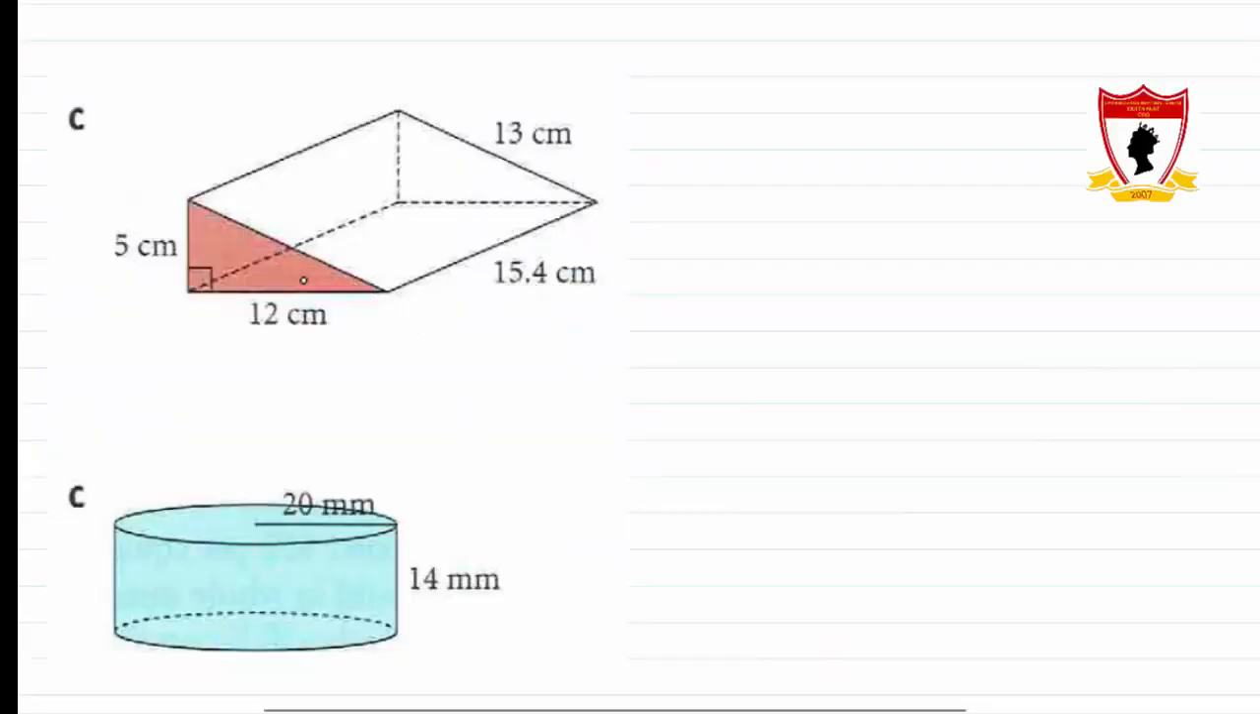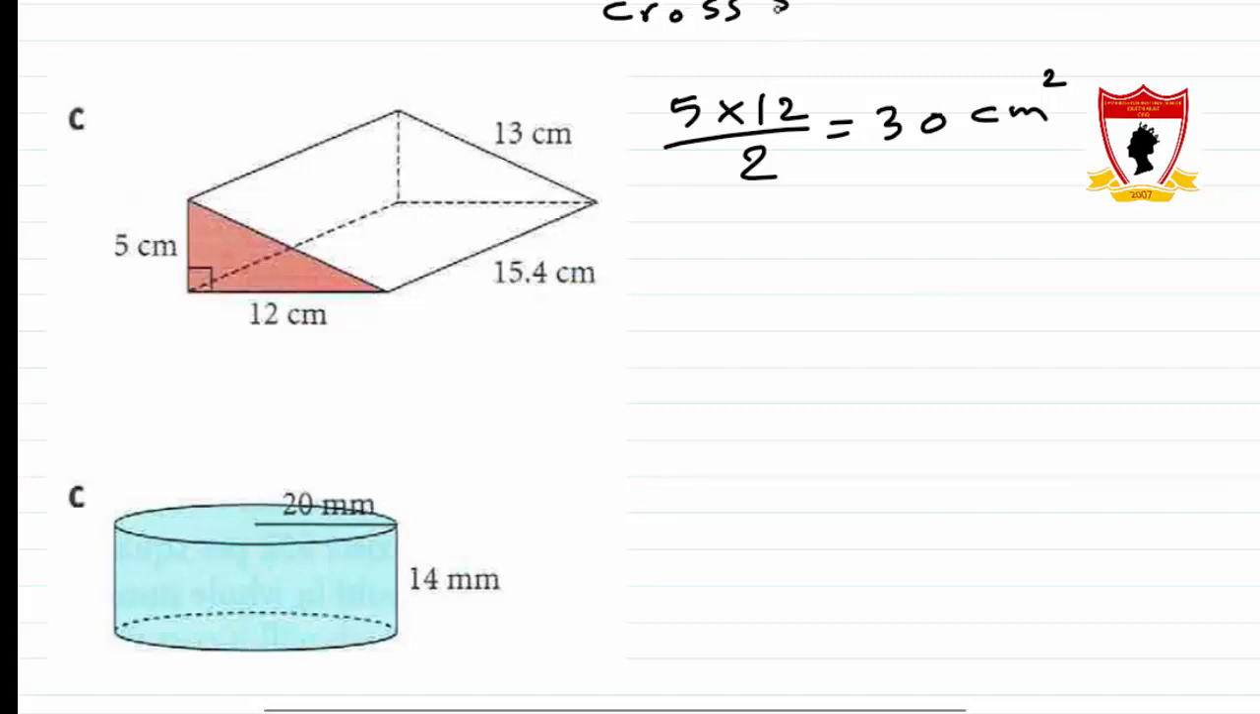Volume. To find the volume, we are going to find the area of the cross-section part and multiply it by the length, or if the shape is standing like this, we multiply the area of the cross-section by the height. The cross-section here is triangle. Area of triangle, you know, it's 5 times 12 base times height over 2. 5 times 12 is 60, divided by 2 is 30 centimeter square. The area cross section, this one is called cross section.